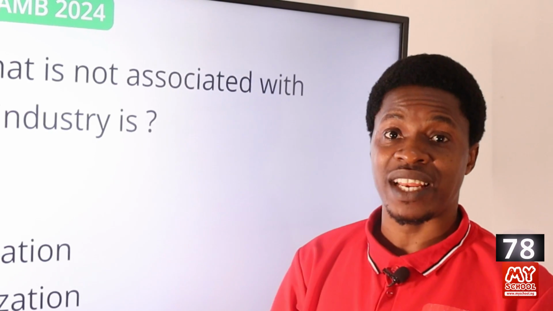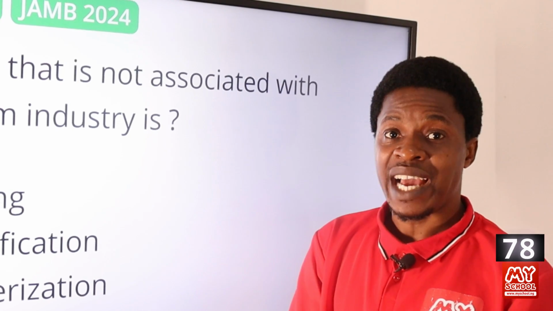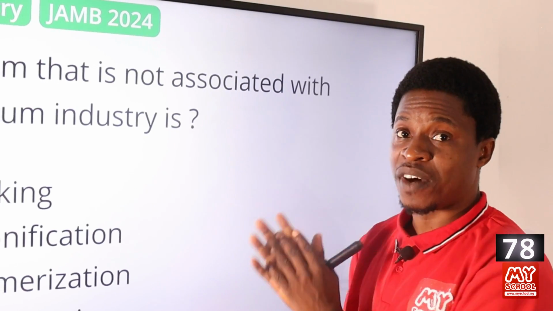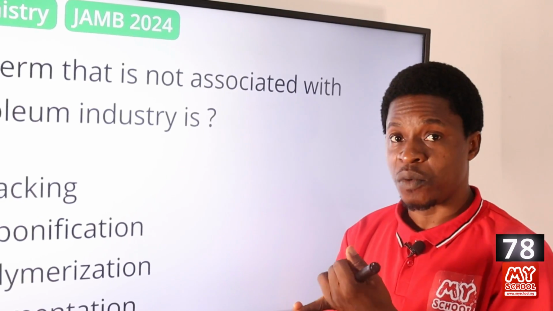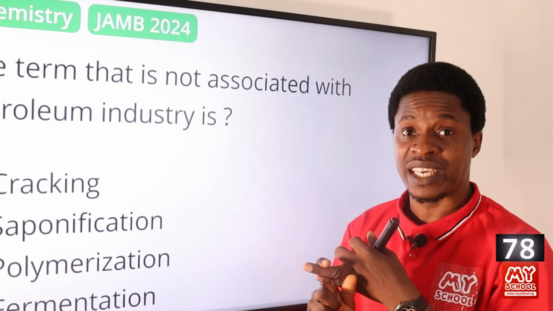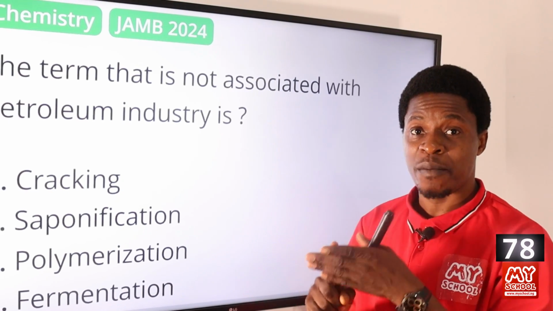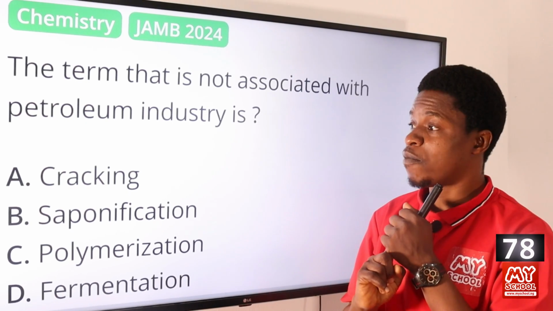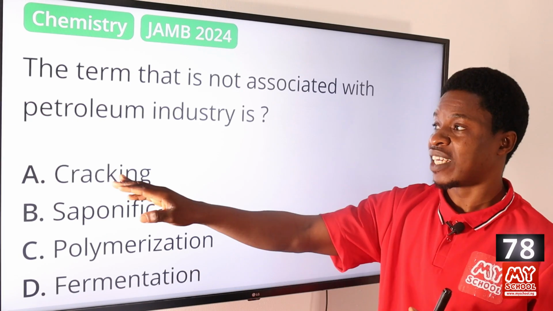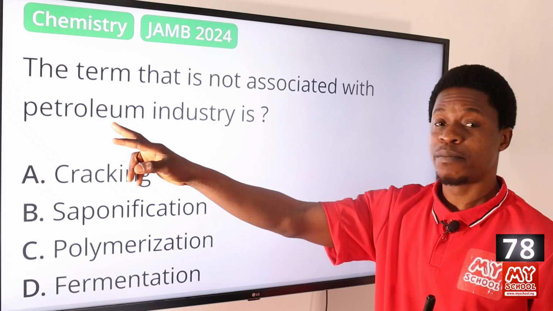For instance, crude oil, the raw state of petroleum, can be split into its different fractions through fractional distillation. We can form petrol, we can form kerosene, we can form bitumen, we can form every other product of petroleum. So cracking is actually associated with petroleum.